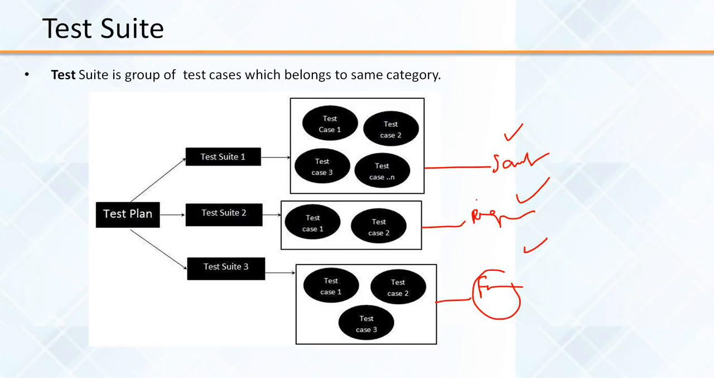Simple. Okay. So people will ask you, whenever we get the build, what kind of test suite you need to execute? Sanity test suite. So whenever we get the new build after fixing the issues, then what is the test suite we need to execute? Regression test suite we need to execute. And once the sanity testing and regression testing is completed, then what test suite we need to execute? Functional test suite we need to execute. So based upon the test status and criteria, we need to choose the appropriate test suite.